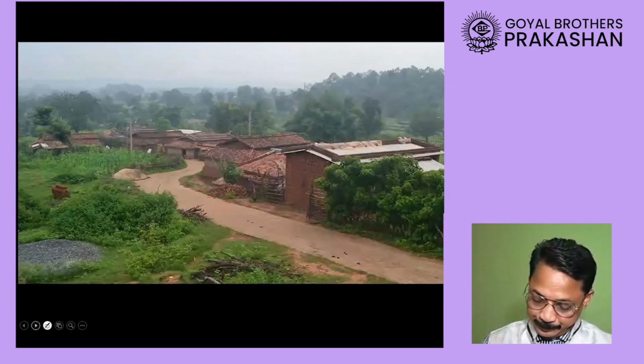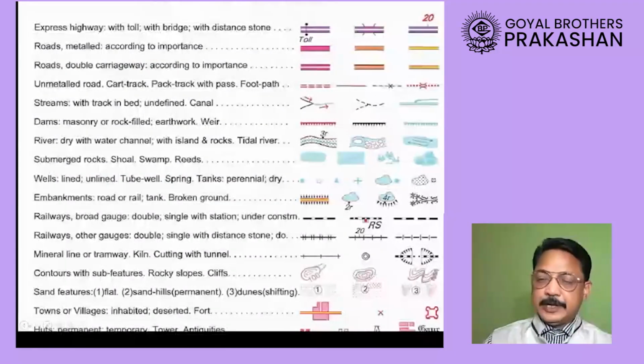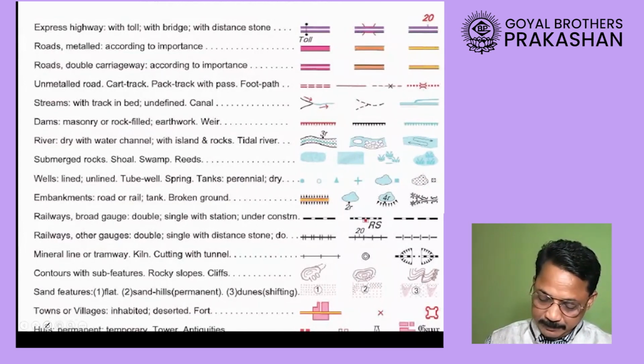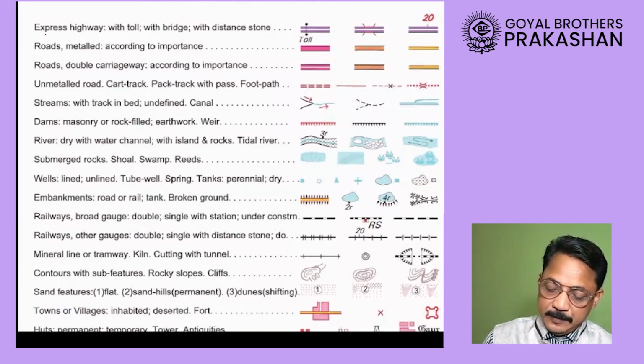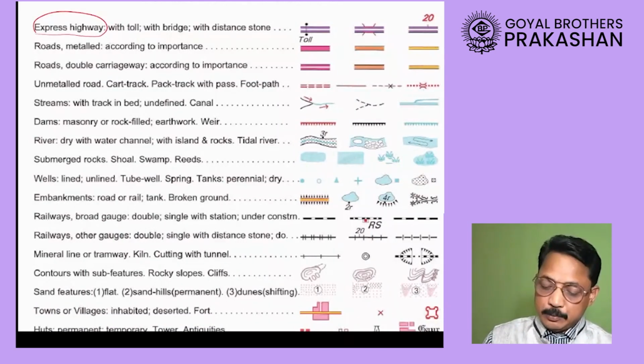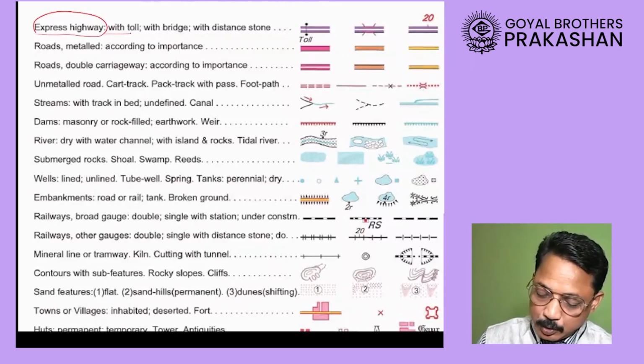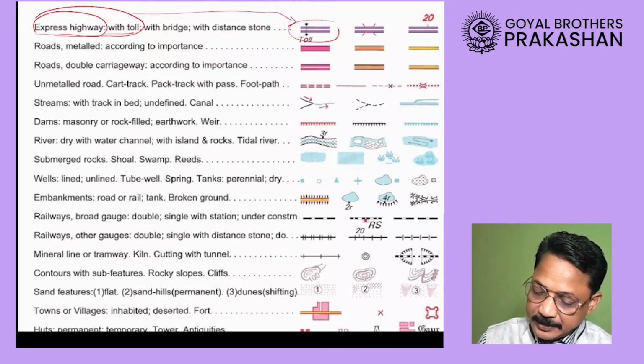Dear students, like this there are so many symbols which are found in a topography map. We will be studying many of them as per the scope of the syllabus, step by step. For example, if you see here it is written express highway. Express highway with a toll. So the first symbol shown here is express highway with a toll. So you will be going and seeing this.